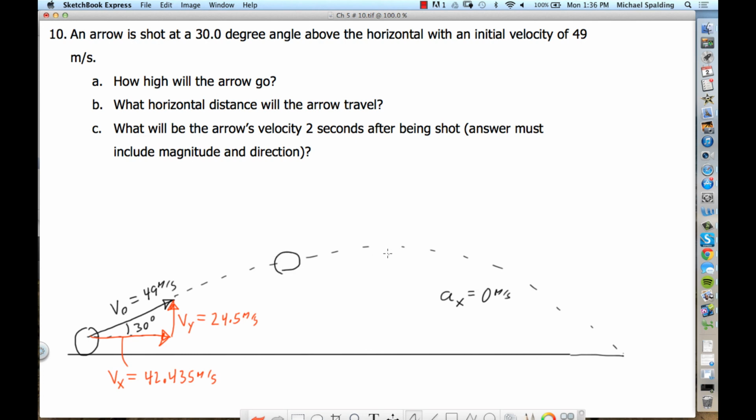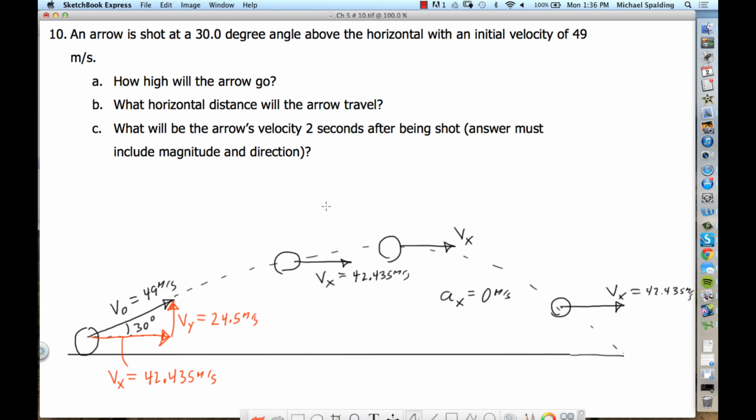If you look at the ball at any point here, right, what do we know about the x velocity? The x velocity is going to stay the same. Vx is going to remain 42.435 meters per second, right? Over here, this is going to be 42.435 meters per second. Hey, does that happen in real life? No, because in real life, there's air resistance. Here, we're assuming no air resistance.